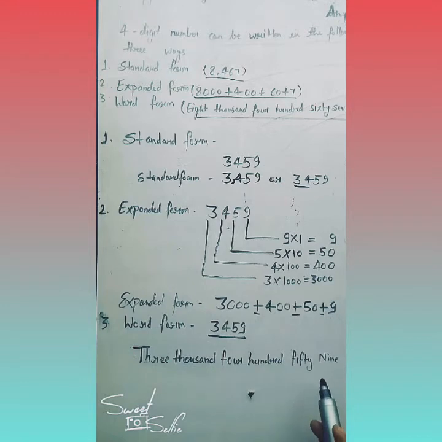Okay, so I hope you all have understood how we can write any number in these three forms: standard form, expanded form and word form. All these are very simple. In standard form, we simply put a comma or leave some space between the thousands and hundreds. In expanded form, we write according to place value and put a plus sign between them. And in word form, we write it in the same manner as we read it.